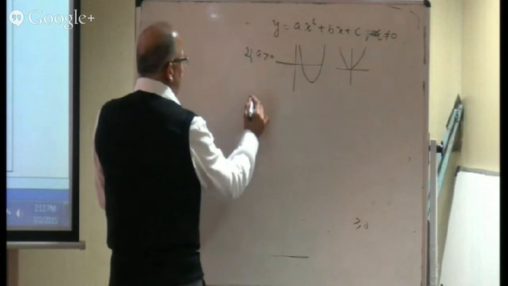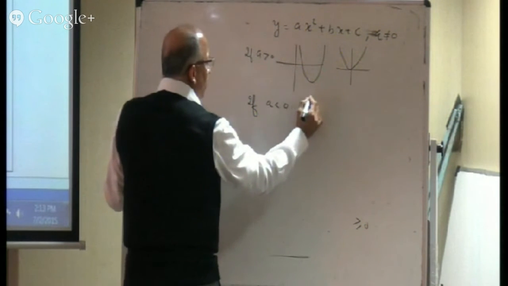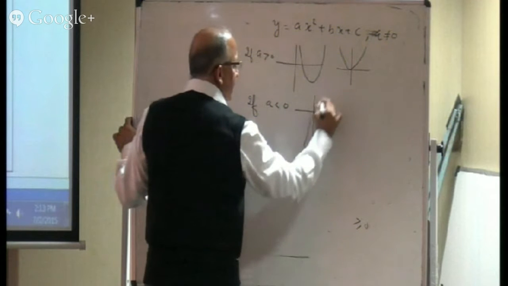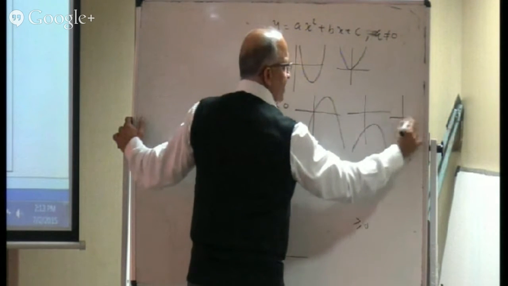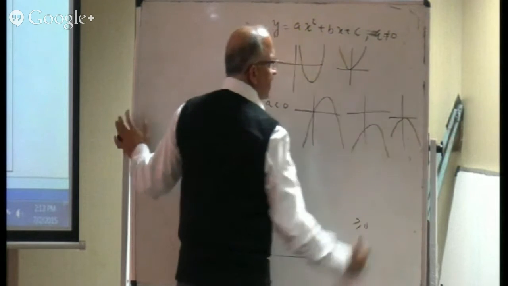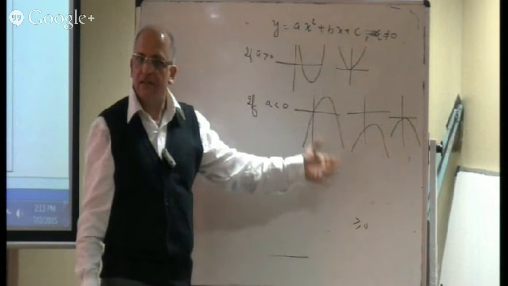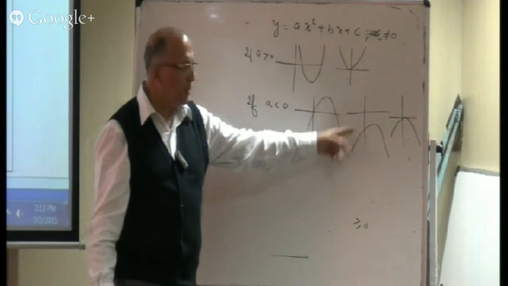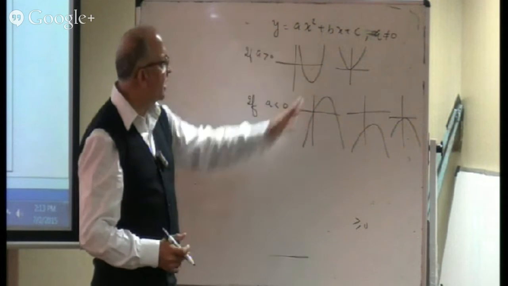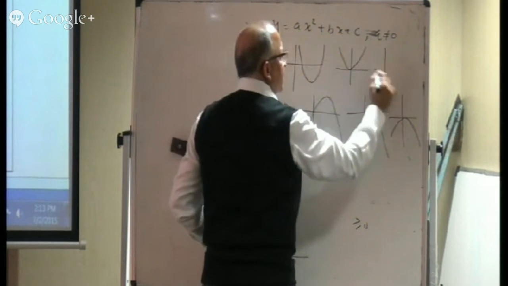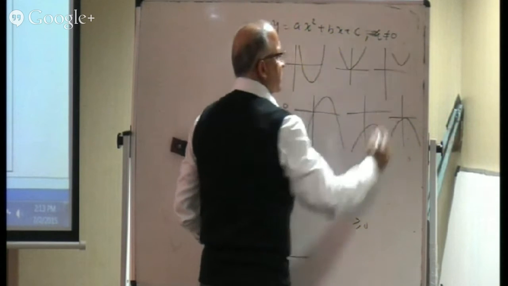If a is less than 0, then it opens downwards, something like this. It may be like this, it may be like this, anything like this. It may touch the x-axis, it may cross the x-axis twice, or it may not intersect the x-axis at all. Similarly, the case is there: you can have two intersections, you can have one intersection, you can have no intersection.